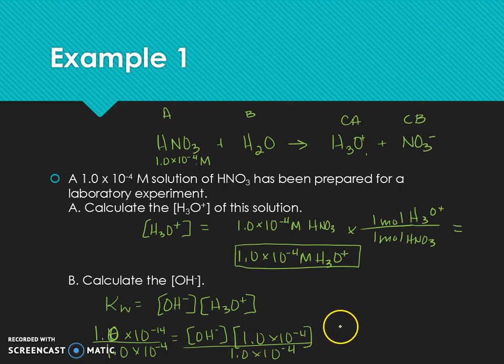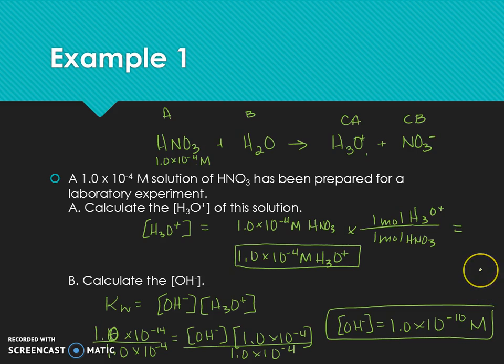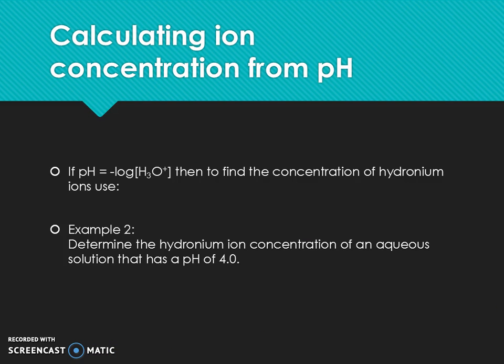Right, and then when we solve for this, our concentration of OH should be equal to 1.0 times 10 to the negative 10th. And so that gives you your answer for number 2. This is just another way to figure out your hydroxide ion concentrations and your hydronium ion concentrations. Very simple, right? Okay, let's move on.